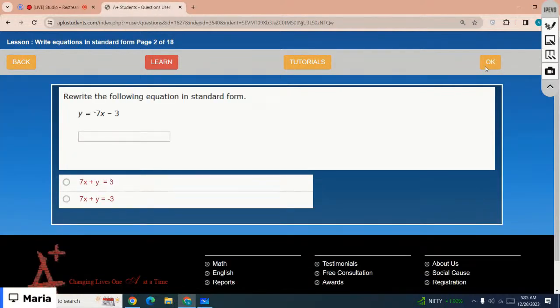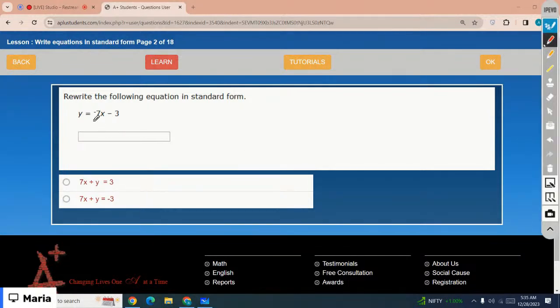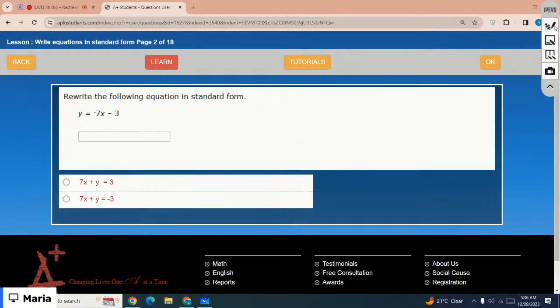Okay, so rewrite the following equation in standard form to write down x and y on the same side. So move negative 7x to the other side, that would be y plus 7x equals negative 3. Now write the x first, 7x plus y equals negative 3. So the second option is the correct option, right? 7x plus y equals negative 3. Equation number 2 is the correct option.